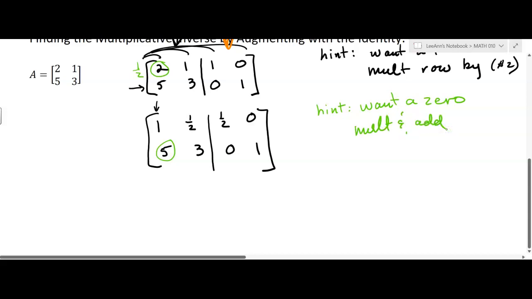Okay, so what I'm going to do is multiply the top equation by -5, and then add it to the bottom equation. The bottom equation is going to change. The top equation is not going to change. I worked hard to get that 1 there.